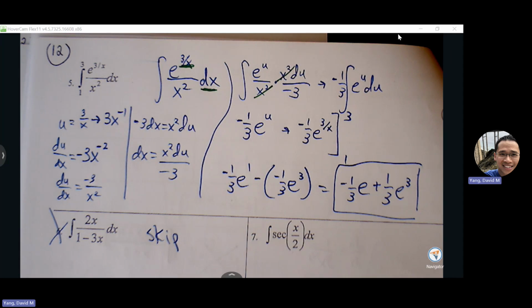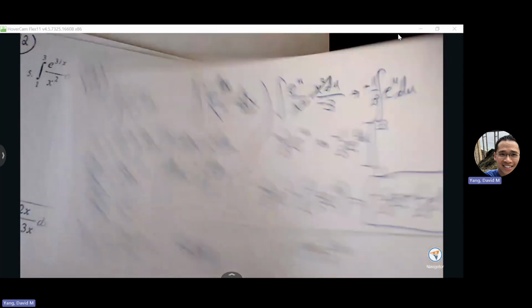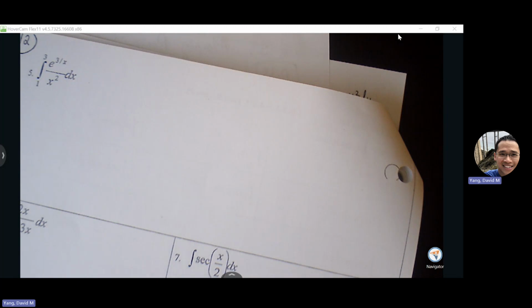Yeah, just when you take the antiderivative, once you find your antiderivative, bring back your x. So you plug it in for x after you do the antiderivative. Yeah, after you do the full calculation like that.